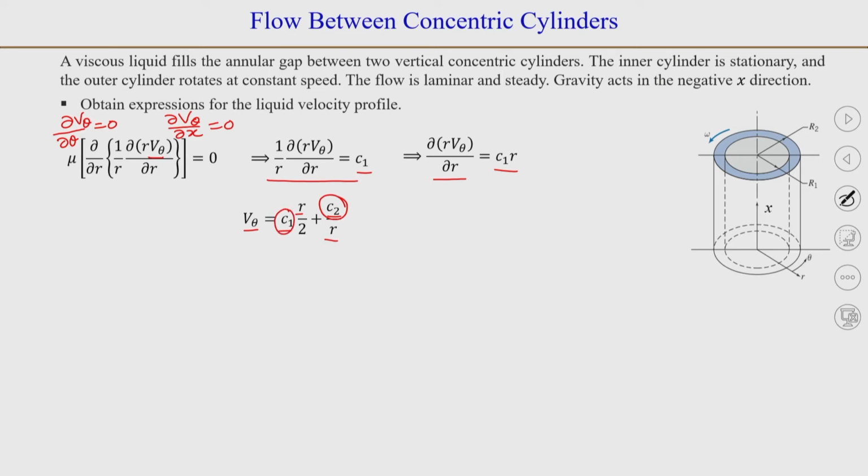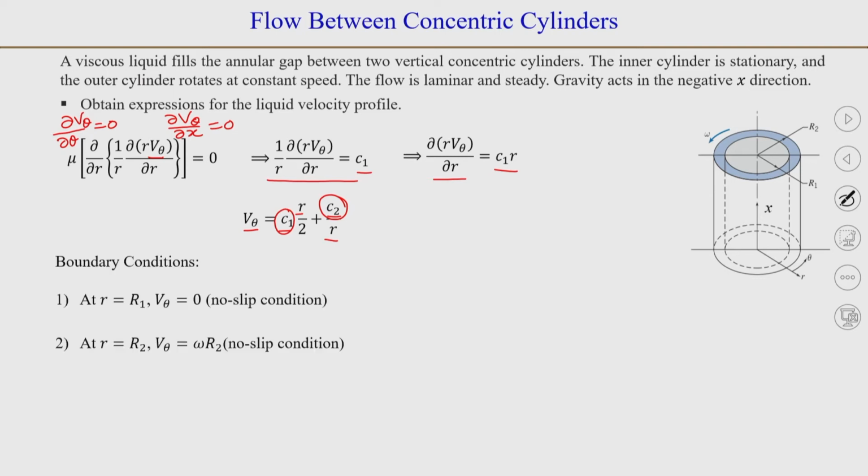So, we need two boundary conditions here, and we have two walls. On the inner wall, at r is equal to R 1, v theta is equal to 0, because the cylinder is stationary. On the outer wall, where r is equal to capital R 2, v theta is equal to omega R 2. So, we can use both the boundary conditions here. When we use the first boundary condition, that at the inner cylinder r is equal to capital R 1, v theta is equal to 0, we will get 0 is equal to C 1 R 1 by 2 plus C 2 by R 1.